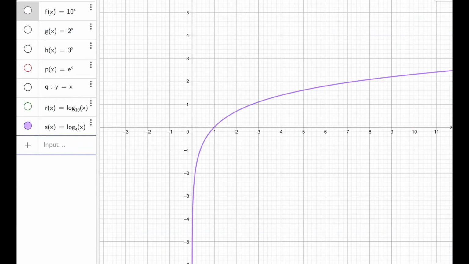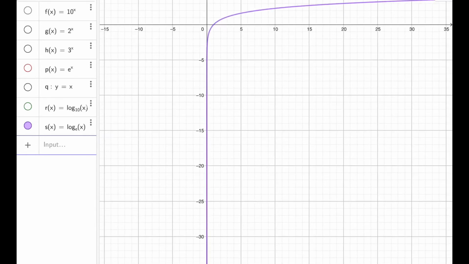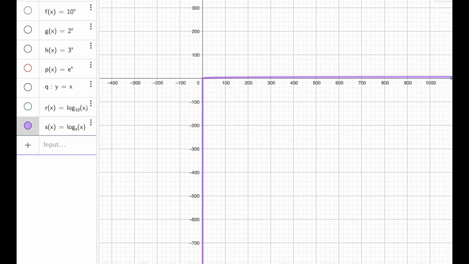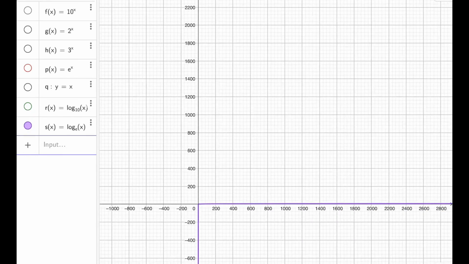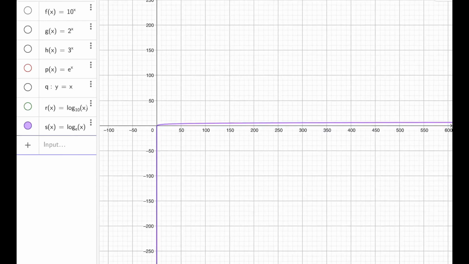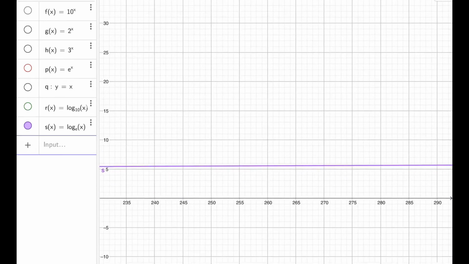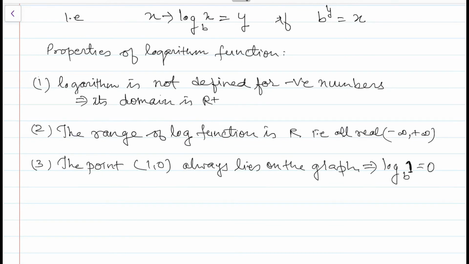From the graph, it is clear that the graph never crosses the y-axis. It means that it can take the value of x from 0 to infinity. It means that its domain is R plus, and the value of y, or the value of the function, can be any value from negative infinity to positive infinity. Now, properties of the logarithmic function. Property number 1, logarithm is not defined for negative numbers, that is, its domain is R positive.